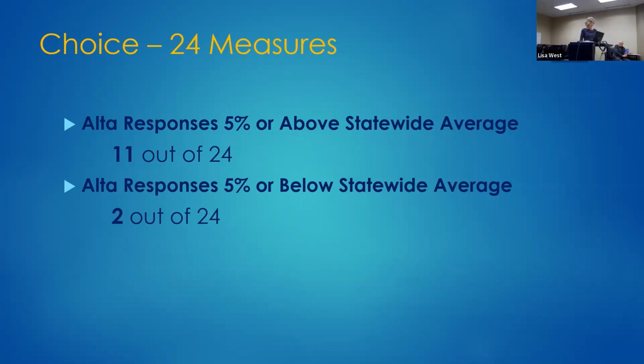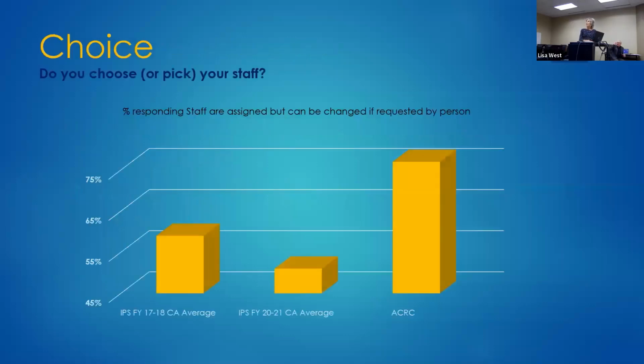Choice. Alta California Regional Center had 11 out of 24 responses where we were above the state average in the area of choice, and just 2 out of 24 where we were below average in choice. The question is, do you choose or pick your staff? 77% responded yes, and 51% statewide responded yes. So we're proud of this measure.